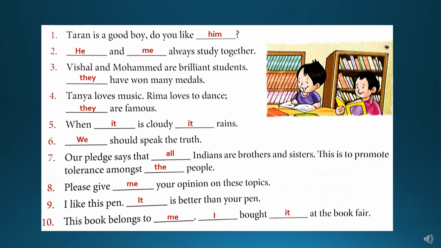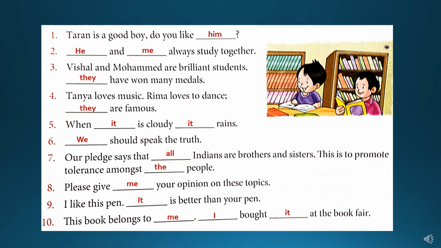Now check your answers. First, Taran is a good boy. Do you like him? Second, he and I always study together. If you wrote she and I, that is also right. Third, Vishal and Mohammed are brilliant students. They have won many medals. Fourth, Tanya loves music. Rima loves to dance. They are famous. Fifth, when it is cloudy, it rains.